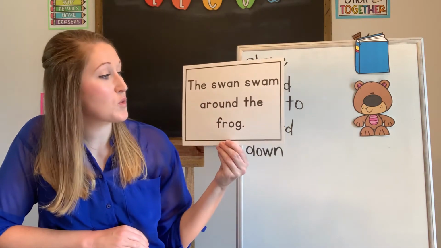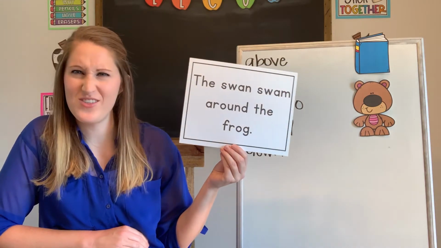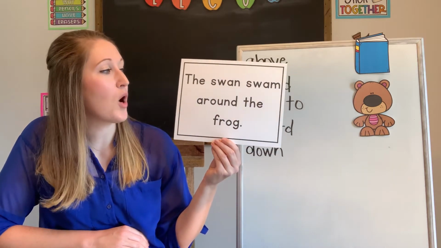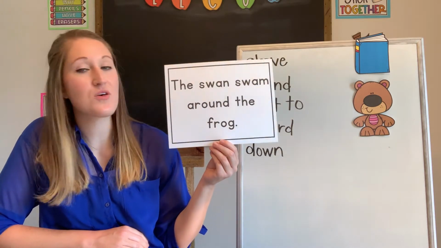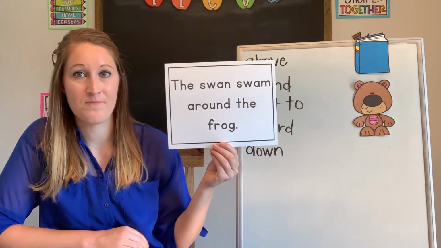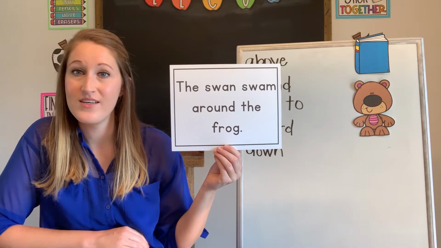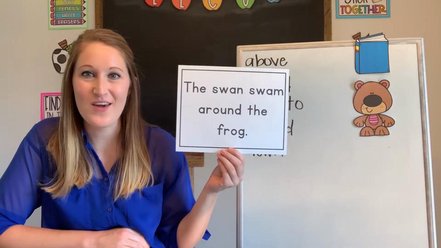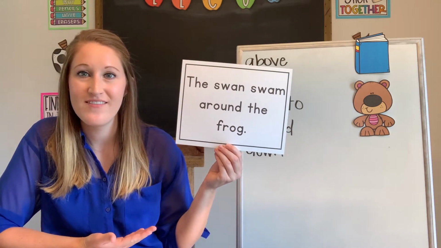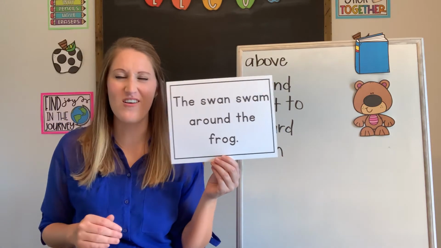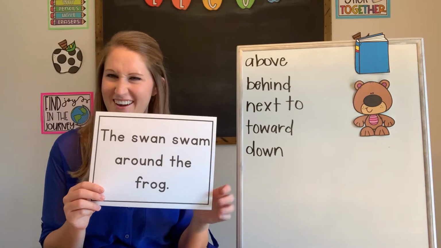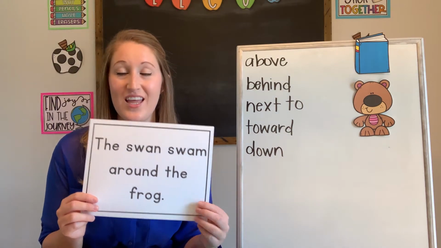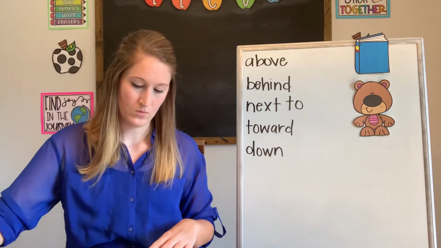The swan swam around the frog. Well, that was kind of tricky to say. A little bit of a tongue twister there. The swan swam around the frog. So what is the swan doing? It's swimming. And where is it swimming? Around the frog. Great job. You guys are working really hard, right? So around is going to be that preposition, telling us that location.